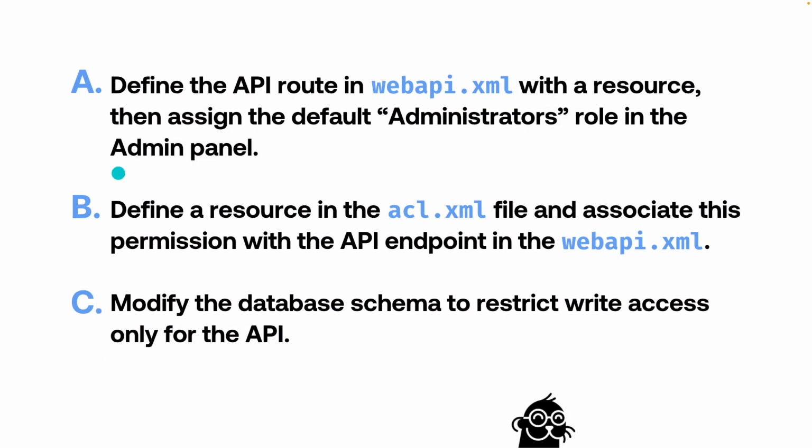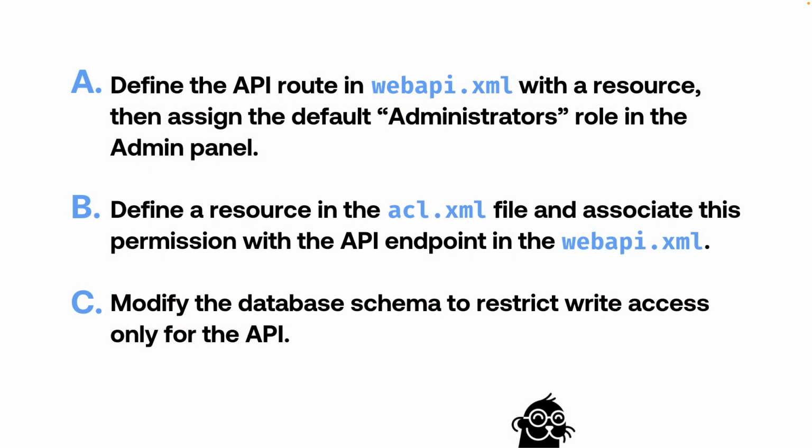Let's look at each one of these individually, then we will talk about the right answer and give you a quick code example as well. Make it as super simple as possible. All right, A, define the API route in webapi.xml with a resource, then assign the default administrator's role in the admin panel. Now, while on the surface, this one sounds somewhat plausible, it doesn't really capture the whole deal.